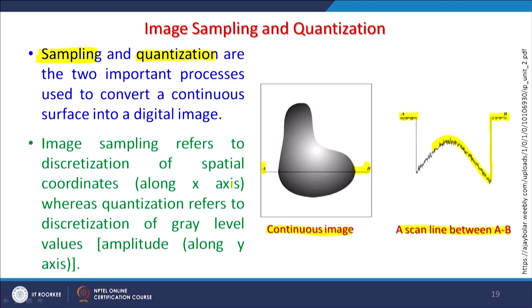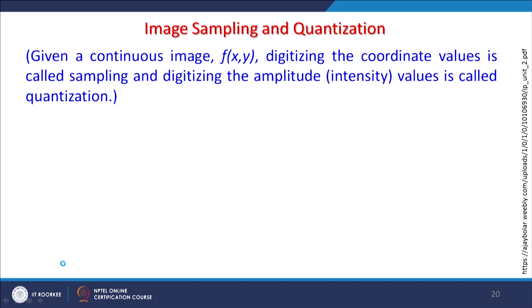Coordinates are in terms of rows and columns along the x axis, whereas quantization refers to the discretization of gray level values, the amplitude along the y axis. So, here when we move here, this is what we are getting: the spatial coordinates starting from the first column to the last column for this particular example, and the y axis here is referring to the amplitude, or the pixel values, which are being plotted here.